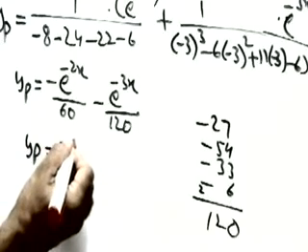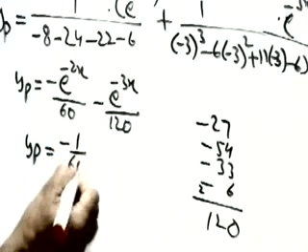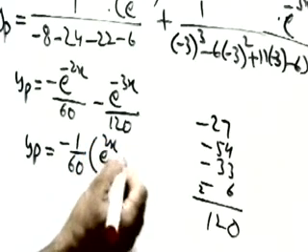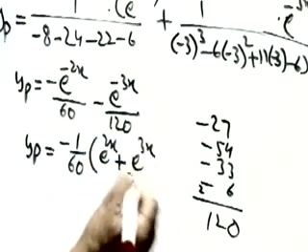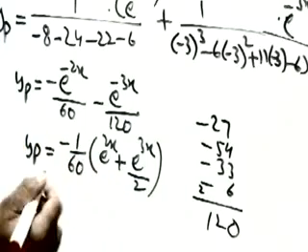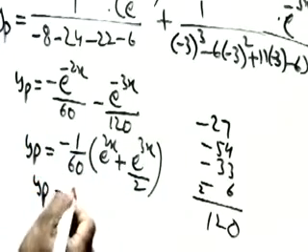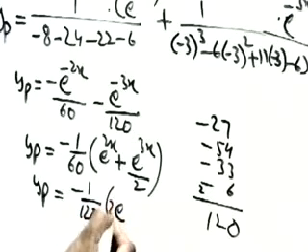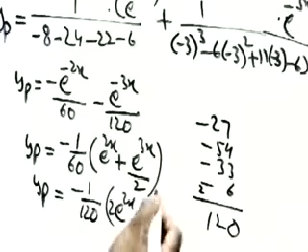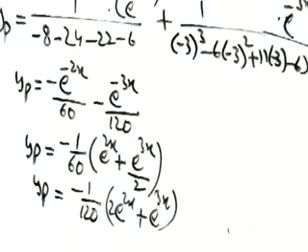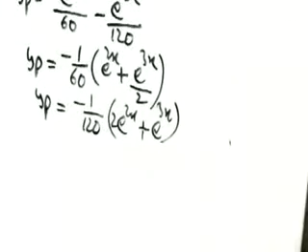We can leave it here, or if you want to take common, we can take common minus 1 by 60. So it will be e power 2x plus e power 3x by 2. If you take LCM, this 2 will come here and 2 into 60 will be 120. I am writing like this, yp equals to minus 1 by 120, into 2 e power 2x plus e power 3x. So this is the particular integral.